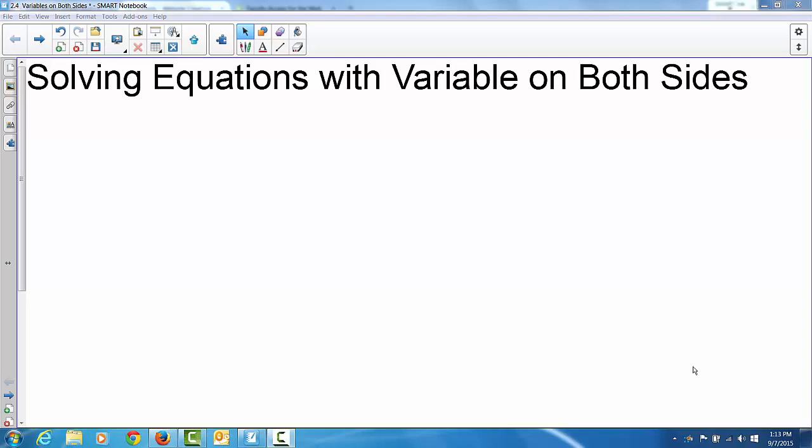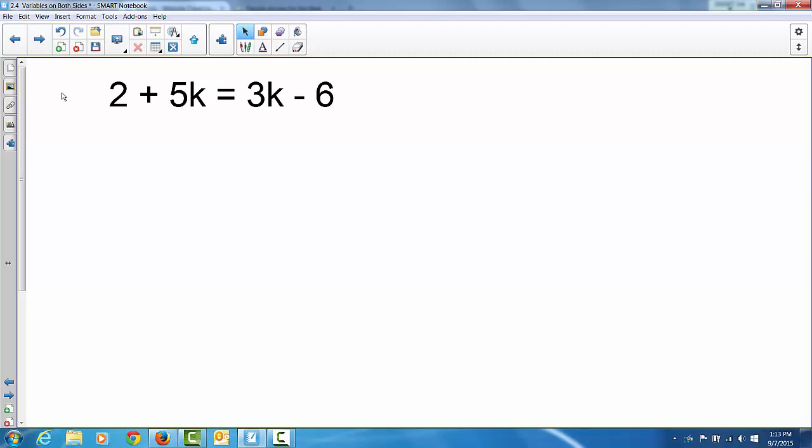Okay, you've been used to solving equations with the variable on just one side. Now the variable is going to be on both sides of the equation. See, this time we've got k with a 5k on the left side of the equation. We've got 3k on the right side of the equation.